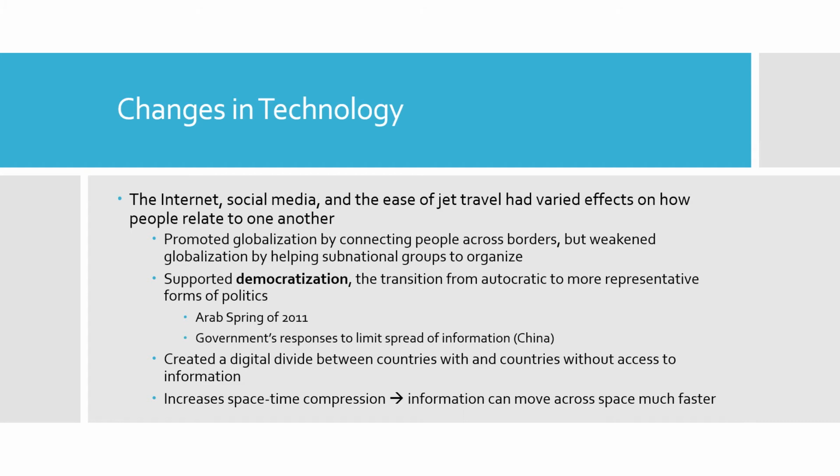It's also created a digital divide between countries with and countries without access to information. So here we see another way that MDCs and LDCs see a separation and a difference. And it also increases the space-time compression, meaning that distance decay is decreasing and the information can move across the space much faster. So that leads to, again, a challenge in a state's sovereignty. If the government relied on the suppression of information as a way to control its population, it's going to be harder to do that now because of so many new technologies that can spread information faster.